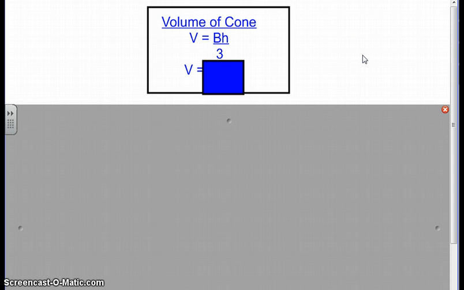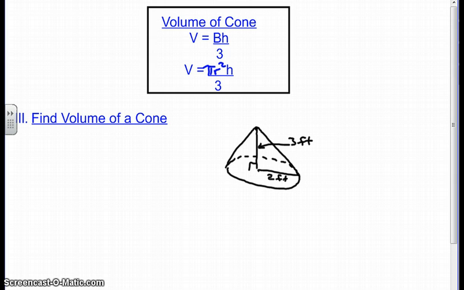However, we can refine it, because what is the shape of all cone bases? Circle. So instead of writing base area, what will we write? Pi r squared. Pi r squared, the area of a circle. Okay? Okay, 1 cone and we're done.